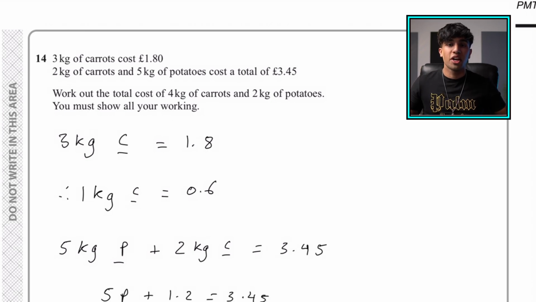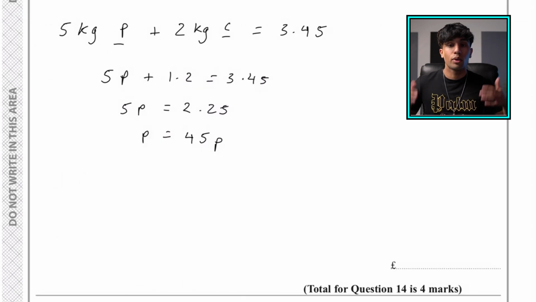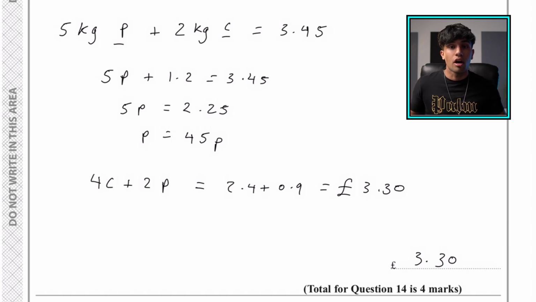As we know 2 kg of carrots plus 5 kg of potatoes is equal to £3.45, we can sub in our value of 2 kg for carrots, and we can rearrange to find the value of 1 kg of potatoes. And we get 1 kg of potatoes to be equal to 45p. Now we can work out what the question's asking for, which is 4 kg of carrots and 2 kg of potatoes. And we get £3.30.